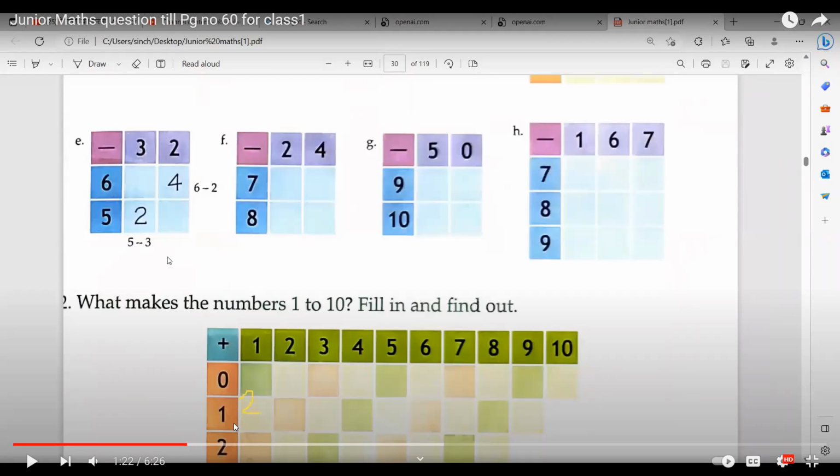One plus one is two then. One plus three then. 1 plus 3 is 4. Excellent. Then 1 plus 4 is 5. 1 plus 5 is 6. 1 plus 6 is 7. 1 plus 7 is 8. 1 plus 8 is 9. 1 plus 9 is 10. Excellent. Very good.